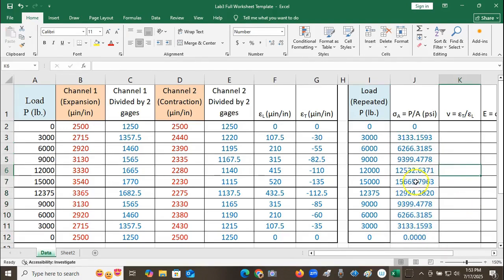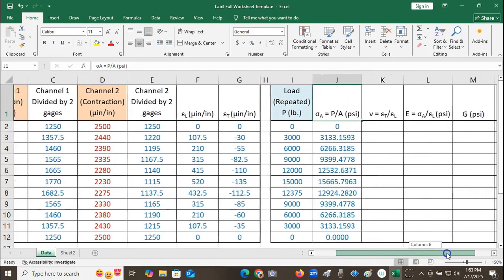How do you like that? So these are stresses. Okay, so there you have it. Those are the stresses in PSI. Does that seem reasonable? Okay, moving on down.